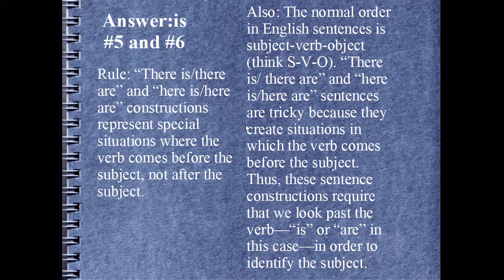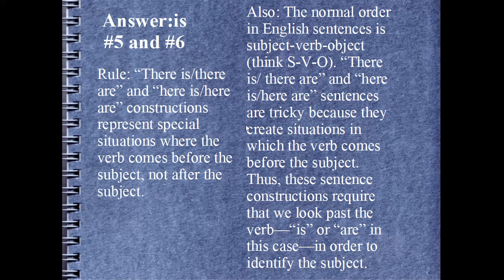Okay. Now, I'm sure you're wondering why we're going to do 5 and 6 at the same time, and that's because they both have the same rule. So, we basically will be using the same rule for two different questions. That's why we're doing them both together. Okay. So, the rule for both of these is there is, there are, and here is, here are constructions represent special situations where the verb comes before the subject, not after the subject.